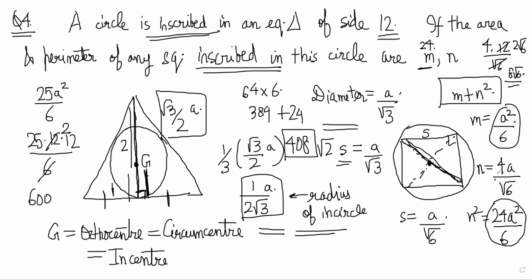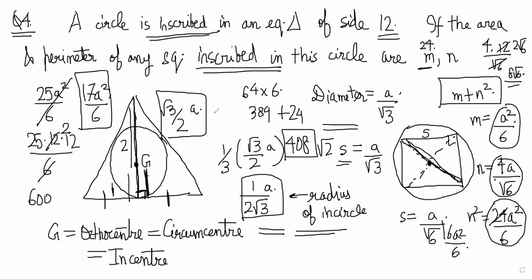Oh, I am making the mistake here. Notice here, the square of this is not 24. It is 16 a square by 6, right? So we are getting 16 a square by 6 plus, so it is 17 a square by 6. So that was the mistake. You should get the answer as 408, right? The problem was really easy. We just have to know how to inscribe a circle inside a triangle, a square inside a circle, and so on, right?